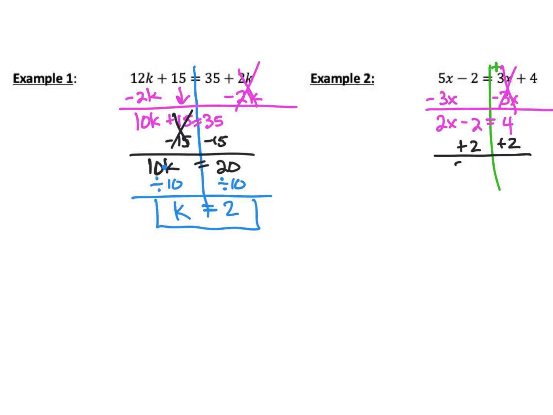So then I have 2x left over. Positive and negative 2 make it 0. 4 plus 2 is 6. Now I have 2 and x, and those are multiplying each other. So to do the opposite now is to divide by 2, because I see a multiply. Opposite is divide. So then we have x equals 6 divided by 2, which is 3. So on example number 2, our answer is 3.